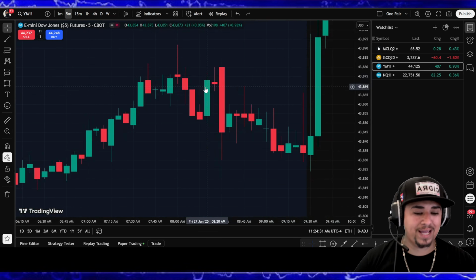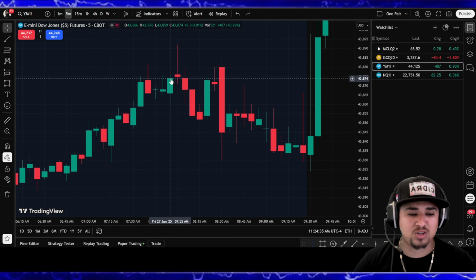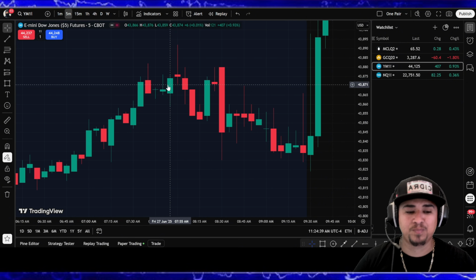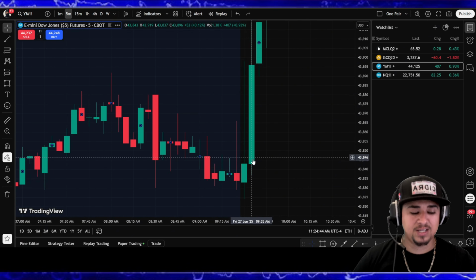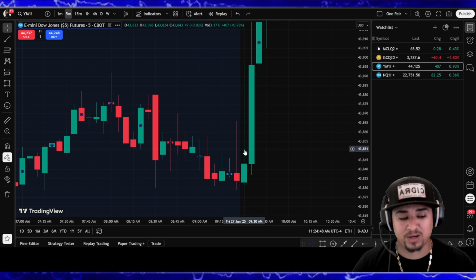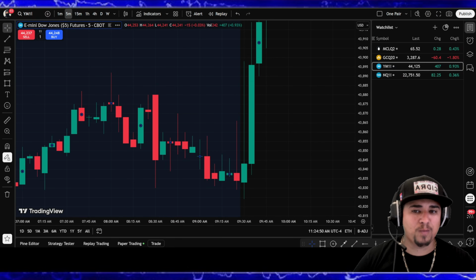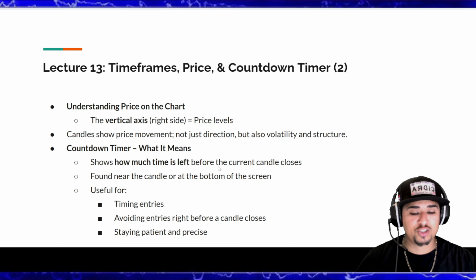You see that? You see these ones, they have small bodies. This part is called the body. That rectangle that's filled, that's called the body. The body is small here compared to this. So we had a lot more buyers coming in, or bigger buy orders coming in. So these candles are telling you the volatility and the structure.